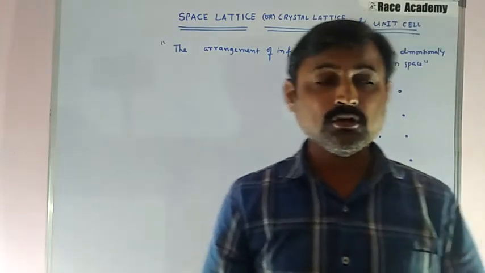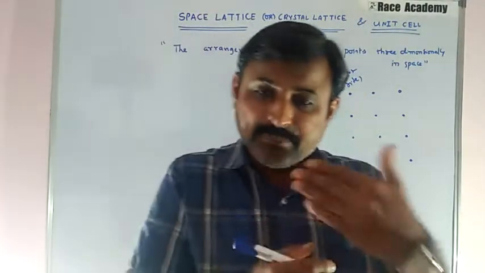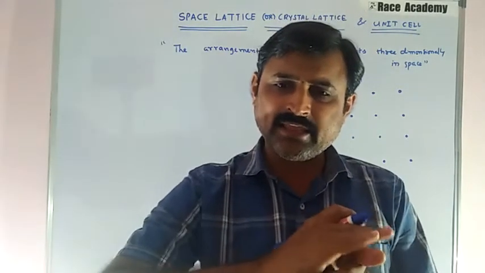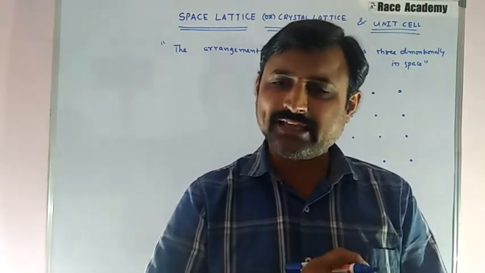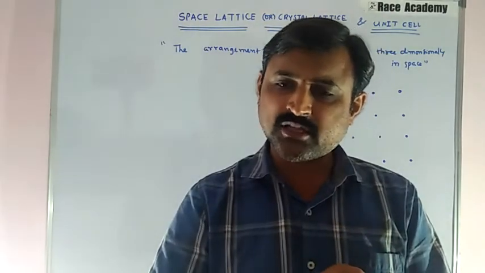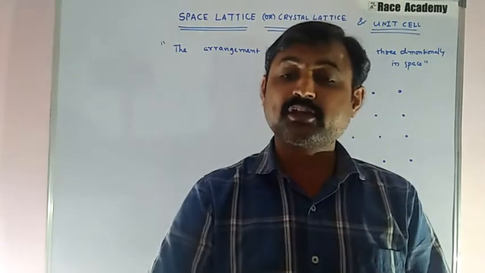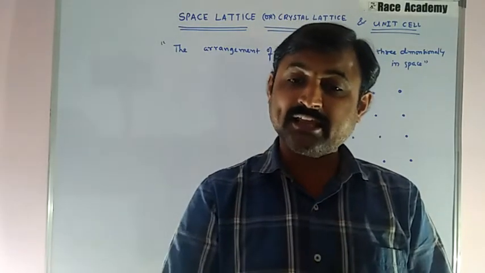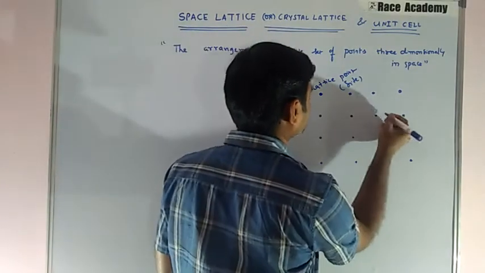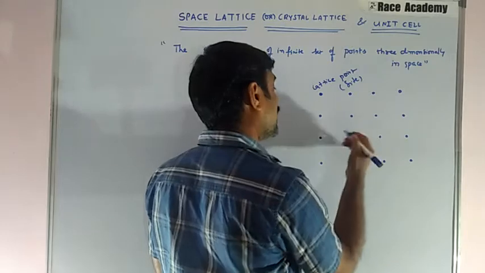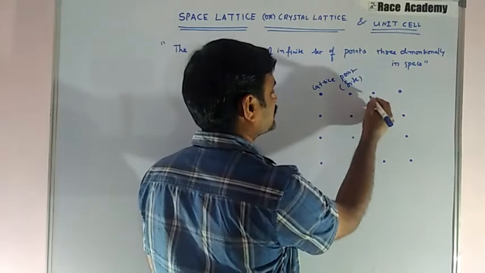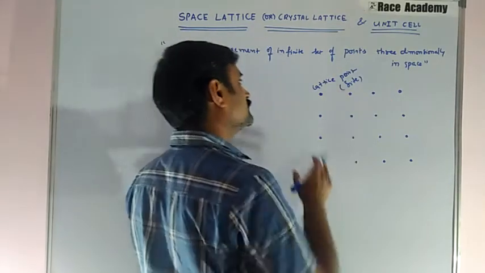This type of set of points is repeated at regular intervals along a line. If you take a line, that is one dimensional; you can take a set of repetitions in two dimensions also, and three dimensions also. So a three-dimensional arrangement is called a space lattice. In one line you can see, in two lines you can see. Whatever arrangement is there, that set of arrangements, the three-dimensional arrangement, is known as a space lattice.